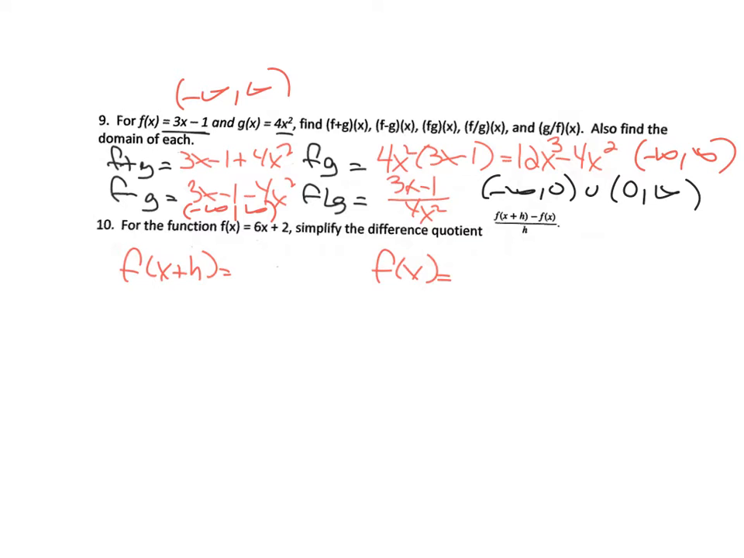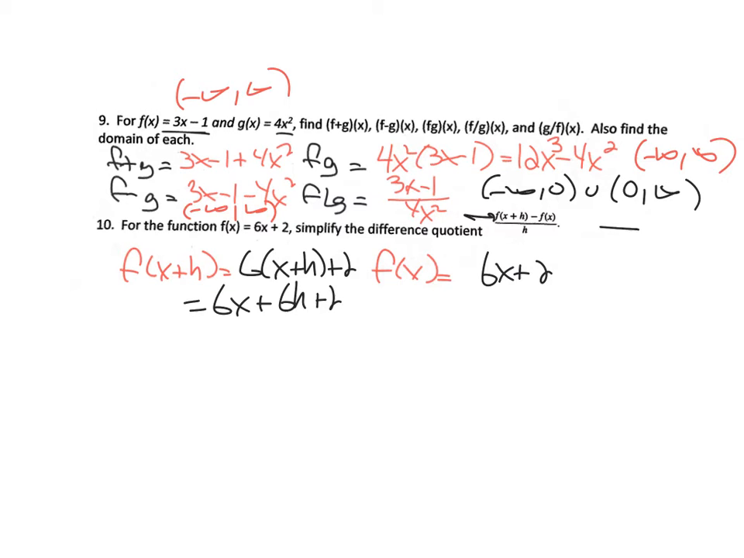So the way I showed you to do this in class is from the top part first. Let's go f of x plus h. So I'm going to plug x plus h in for x and see what that gives me. If I work that out, that's going to be 6x plus 6h plus 2. f of x is just 6x plus 2.